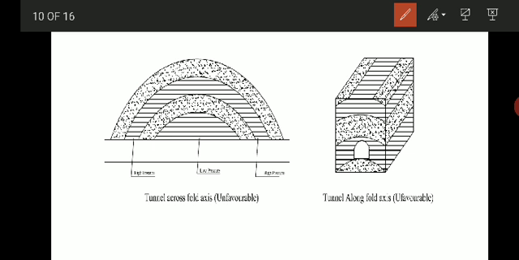Here you can see a folded rock, and how the tunnel is running. The tunnel is running along the fold axis. So what is a fold axis? The line of maximum curvature in the folded rock is called the fold axis. So this tunnel is running parallel to the fold axis. Here this becomes unfavorable. Why? Because the strain distribution is varied.